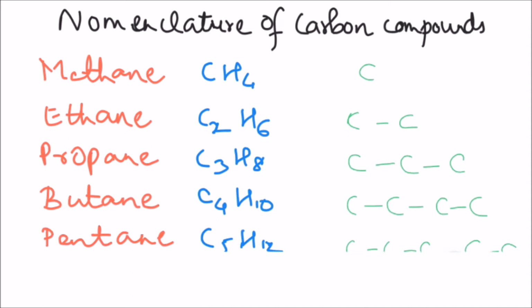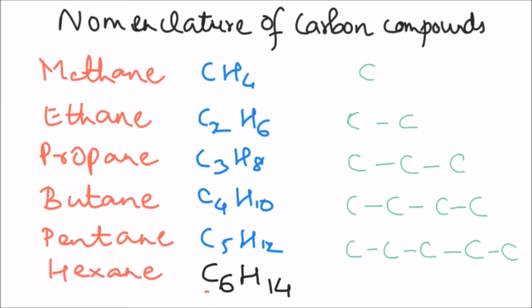Now can you guess how many carbon atoms hexane has? Yes, hexane has 6 carbon atoms. And to satisfy the remaining valence electrons, it needs 14 hydrogen atoms.